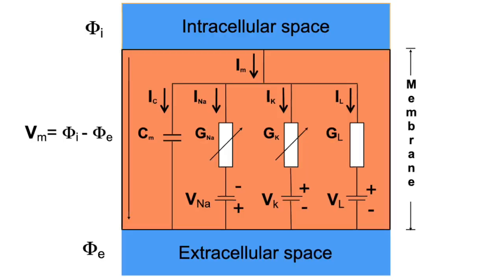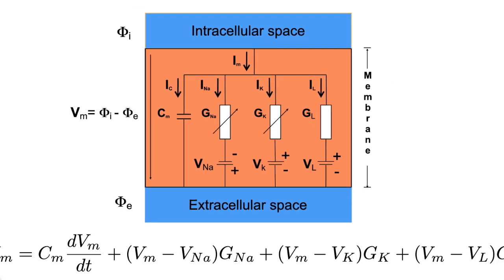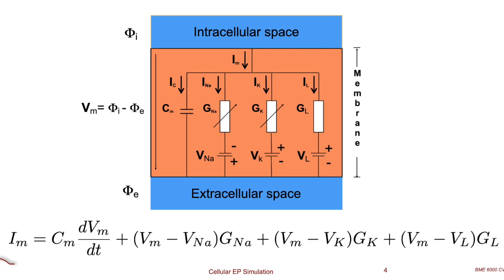Now, if we step back and say, okay, what would the equation be that would describe that circuit? Then we get the expression that you see below. And that is that the total current, so the total membrane current in this case, is a sum of all these different paths. We know that parallel paths create a parallel set of currents, and those currents add up together to equal the total current that crosses the membrane.